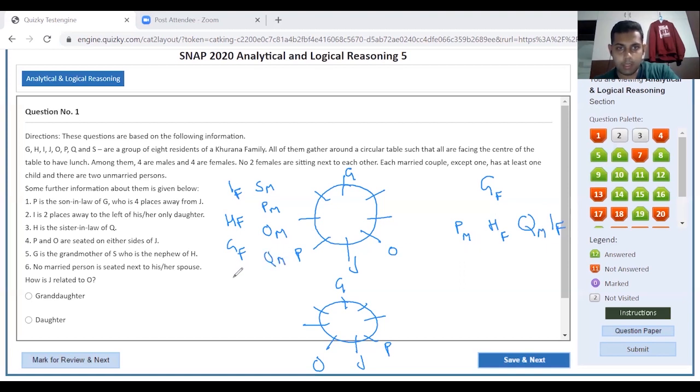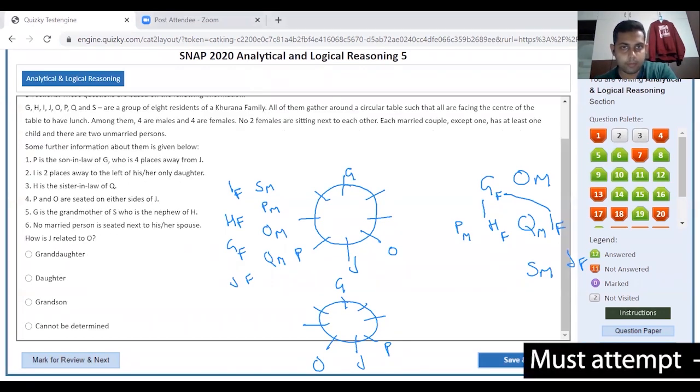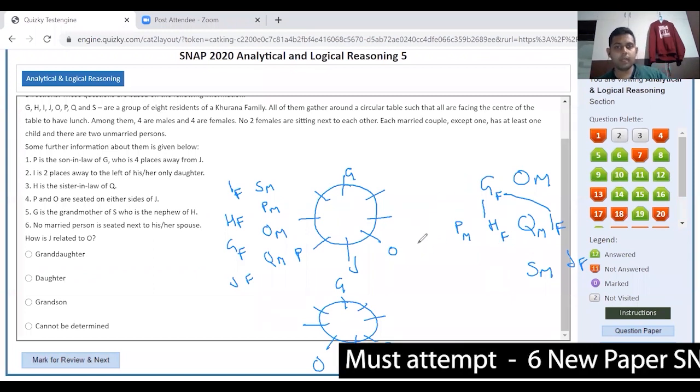If Q is male, then J is female. So that means G has one daughter. G has two daughters. Perfect. That means, and we have one male here. So that means this male is over here. Okay. And another daughter. Okay. So this is the only way it will make sense. So how is J related to O? Let's just look at the options once. Yes, we can determine it definitely.